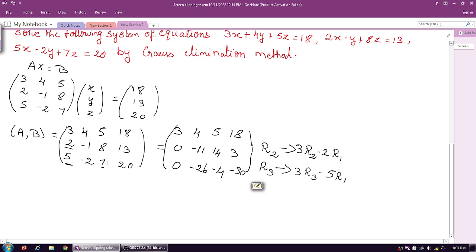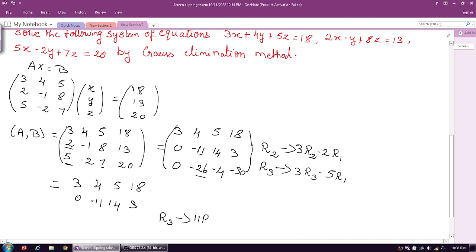So now we'll move to the next step, the second step. So we are going to cancel the third row second element. We are just converting it into echelon form only. So you keep the first two rows as they are, 3, 4, 5, 18 and 0, minus 11, 14, 3, and then I am going to do the calculation for R3. If you want to cancel in the third row, you have to use only the second row. The same pattern: multiply this coefficient, interchange and multiply. I am going to take this 11 and multiply by row 3 and this 26 into row 2, then subtract, and we will get the final one.